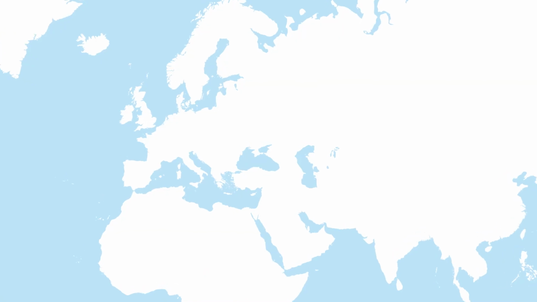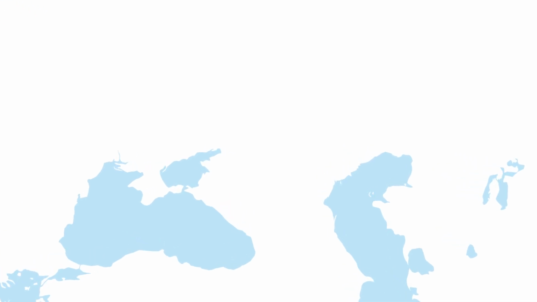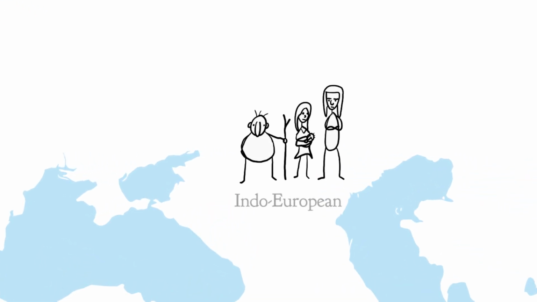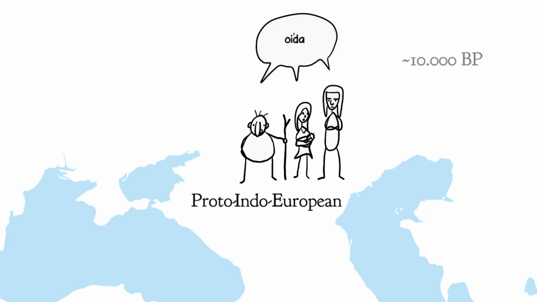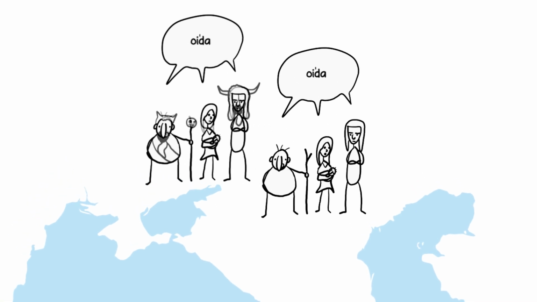Italian and French are part of the same language family, the Indo-European family. All Indo-European languages have a common ancestor, Proto-Indo-European, which was spoken several thousand years ago, presumably in Eastern Europe. At one point in history, the speakers of Proto-Indo-European became isolated from each other.